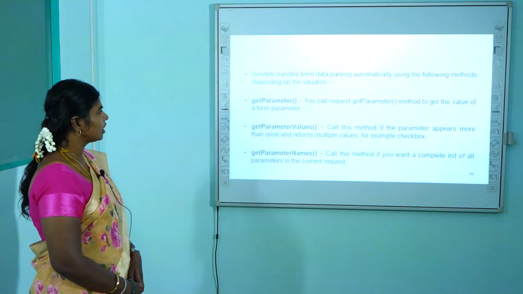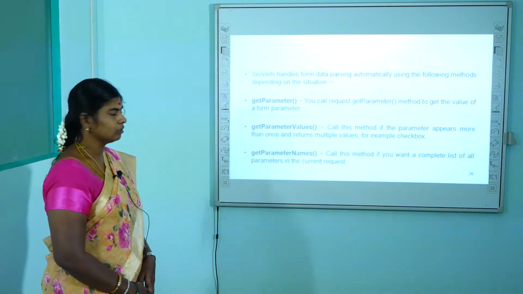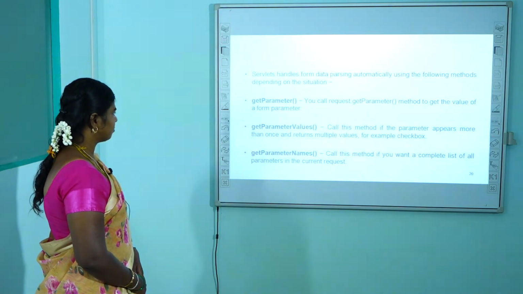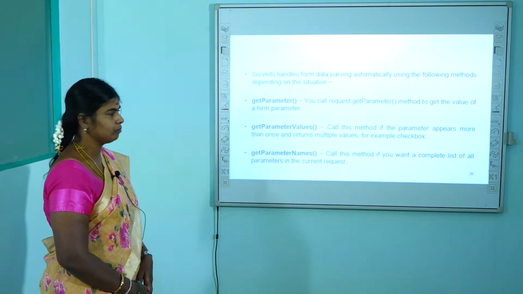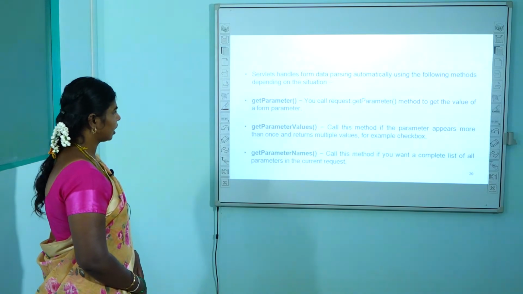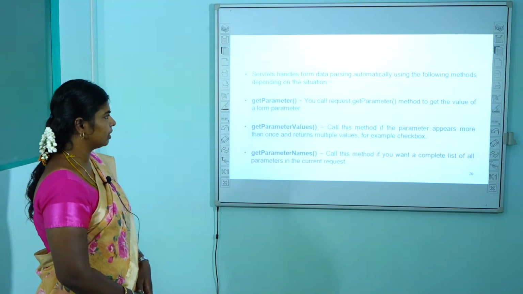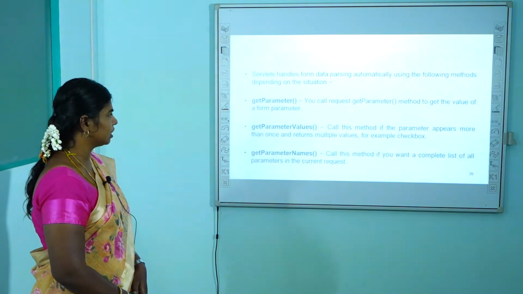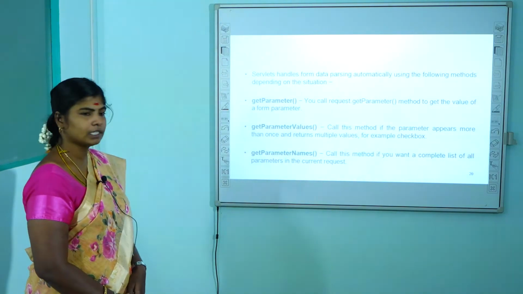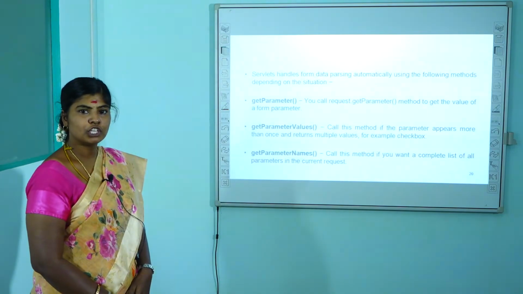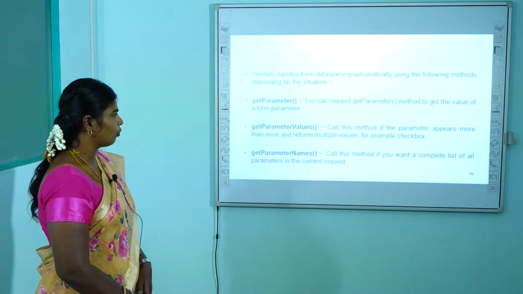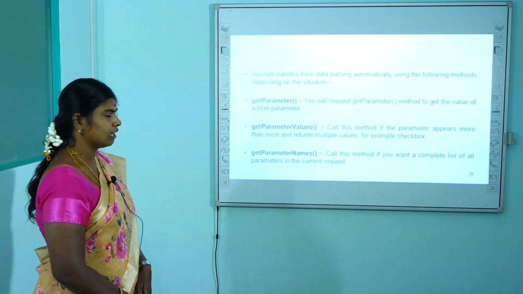The servlet handles different types of methods in the process: getParameter, getParameterValues and getParameterNames. With getParameter, you call the request.getParameter method to get the value of the form parameter. With getParameterValues, call this method if the parameter appears more than once and returns multiple values, for example a checkbox. With getParameterNames, call this method if you want to get the list of parameters in the current request.